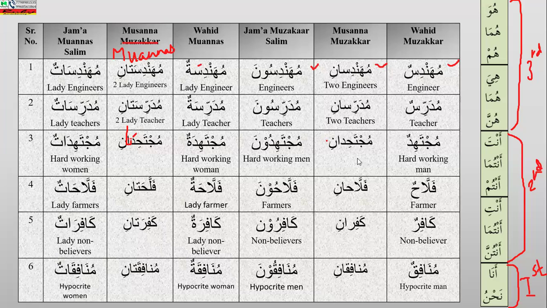Yes. Now we'll take the next one here. Tabassum Jahan. Yes. Now you tell. We'll end this practice. You take falahun and use all pronouns.